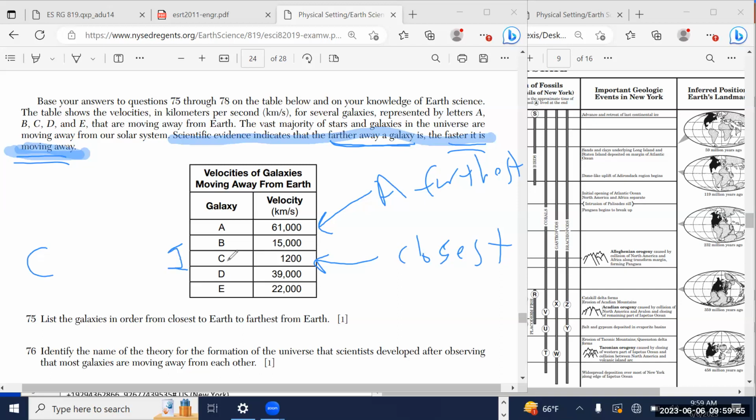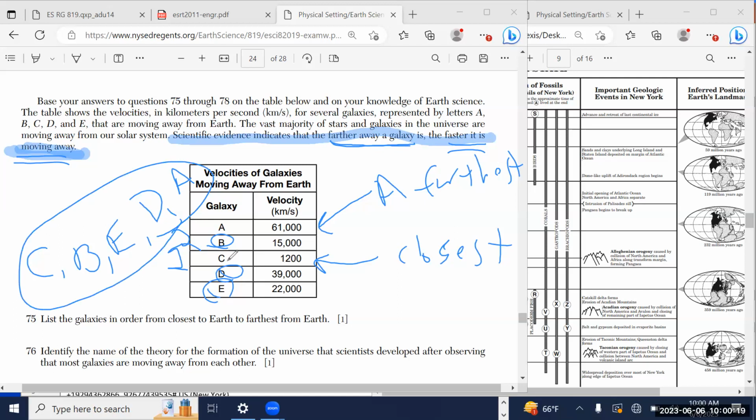Then which is the next bigger number? Is going to be B with 15,000, right? Then after that, it goes to E. Then the next biggest number is D. And then last is A. So it should be C, B, E, D, A. Listing the galaxies from closest to Earth to farthest to Earth. C, B, E, D, A. So basically, you're going from the smallest velocity to the biggest velocity.